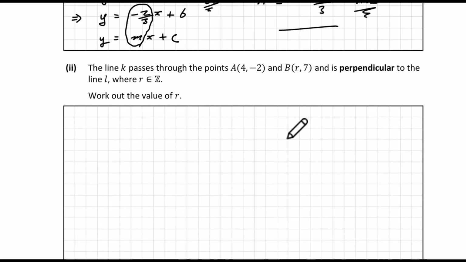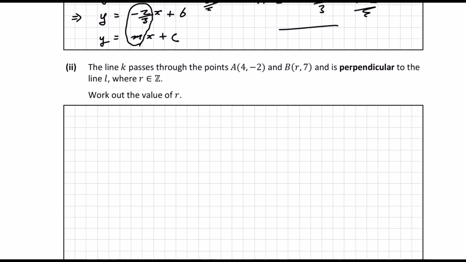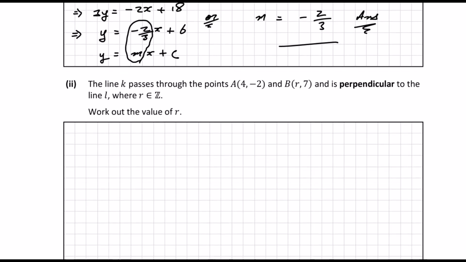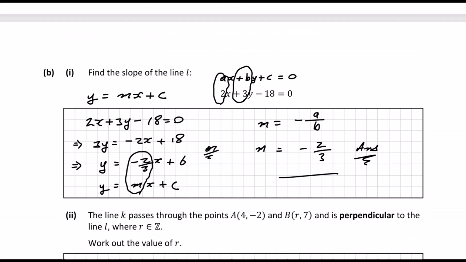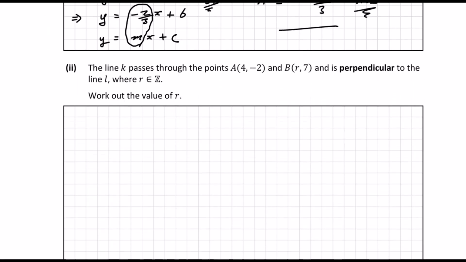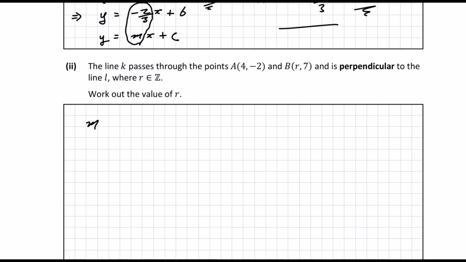The line K passes through the points A and B and is perpendicular to the line L. Work out the value of k. Okay, so we have the slope of L, which we just worked out as -2/3. A line K then is perpendicular to L, so that means the slope of K, all you've got to do is take the slope of L, turn it upside down and change the sign. So it's going to be 3 over 2. So the slope of K is 3/2.